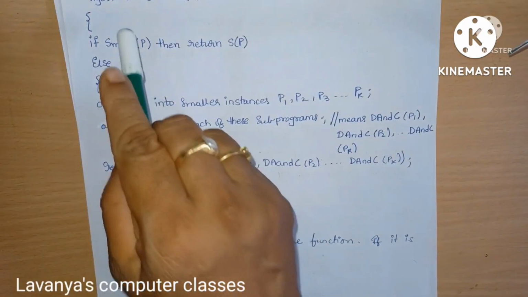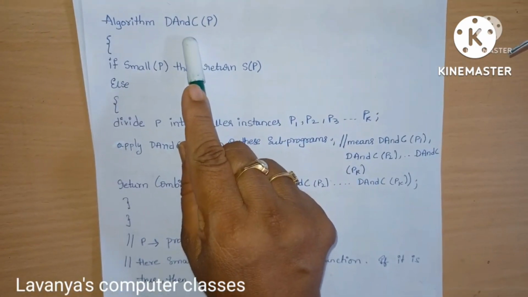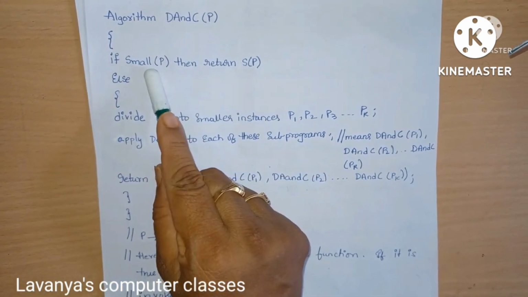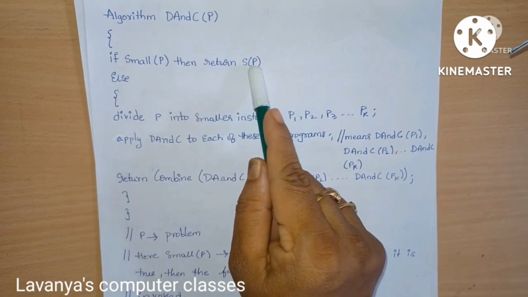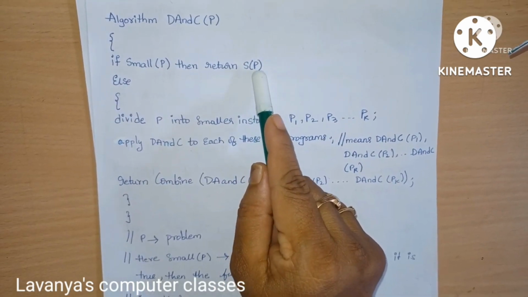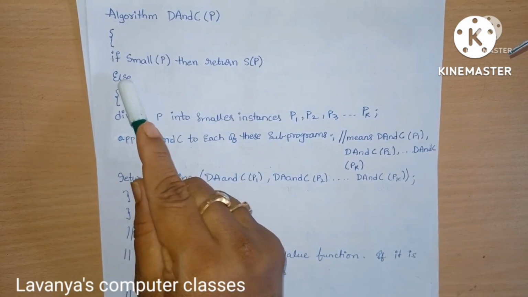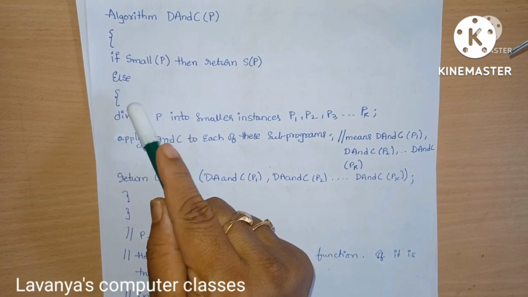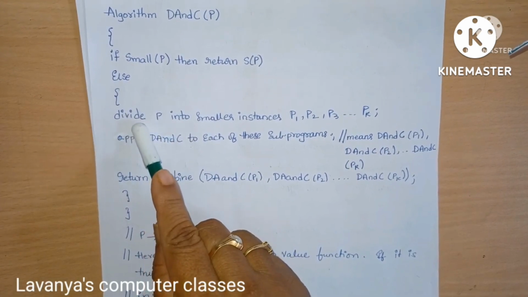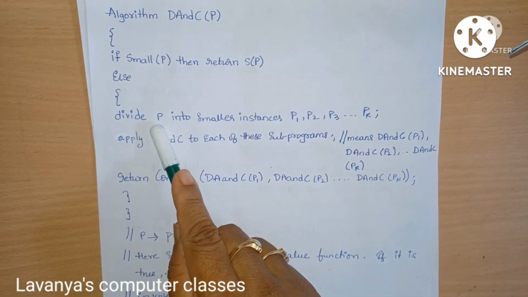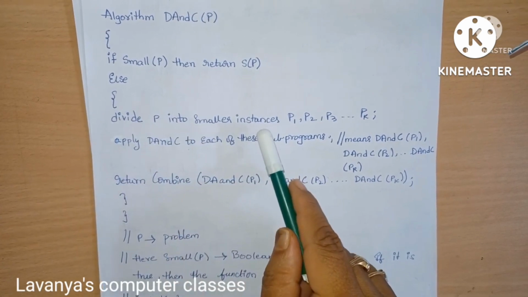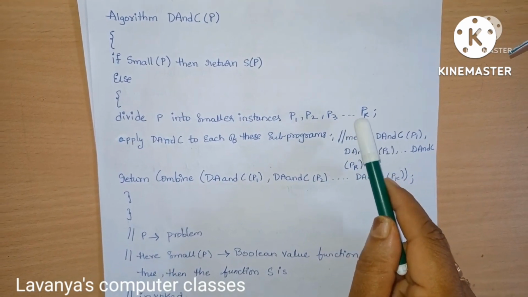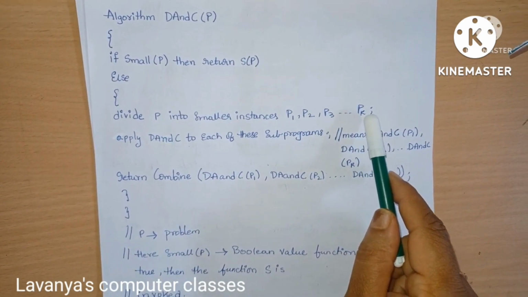by one person. Algorithm DAndC, divide and conquer, for the problem P. If the problem is small, then no problem, just write it, solve and return the solution of P. S of P means solution of the problem. If the problem is not small, if the problem is of large size, then what do you have to do? You have to divide the problem of large size into smaller instances like P1, P2, P3, and so on up to Pk.